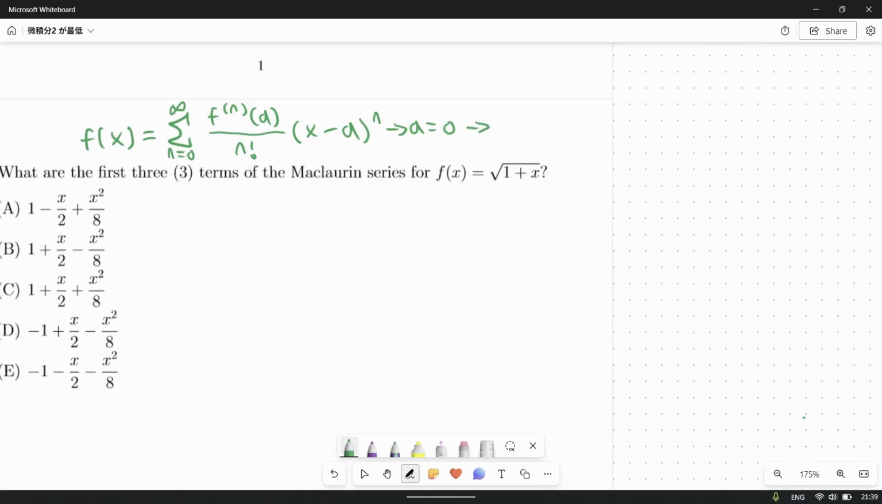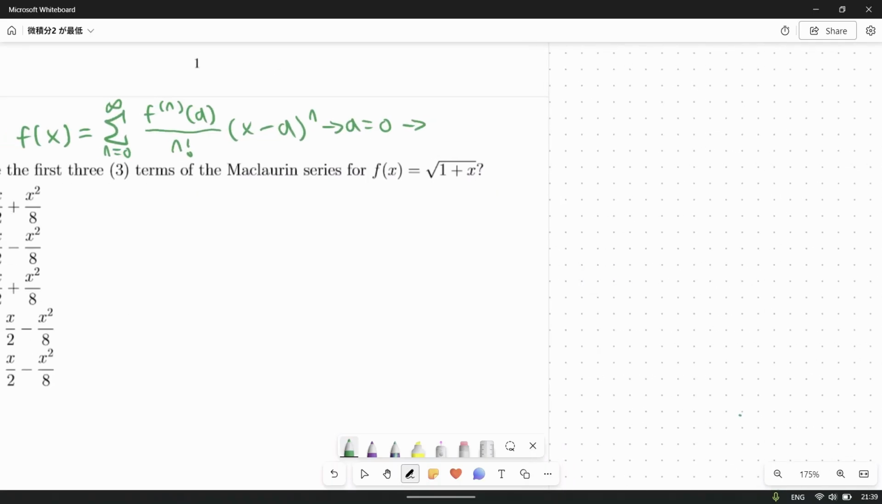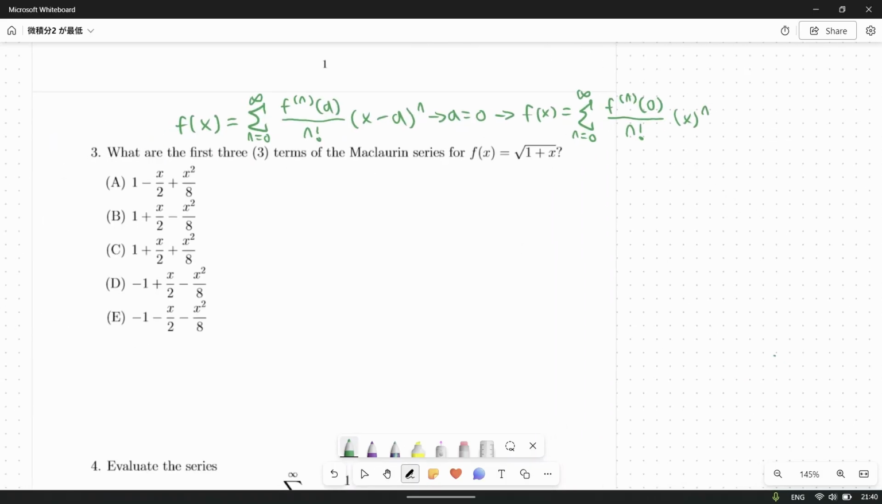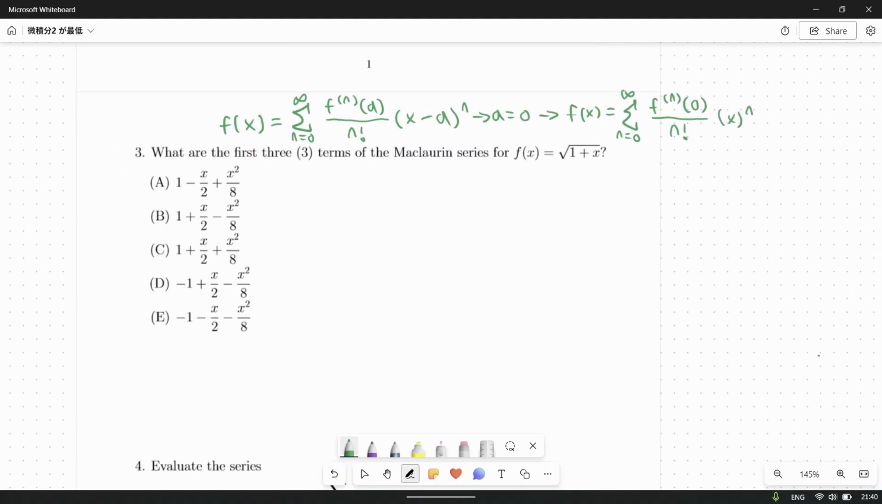And so that's just going to simplify the formula to f of x is equal to the infinite sum from n equals 0 to infinity of the nth derivative of f evaluated at 0 over n factorial times x to the nth power. And then from here, all we have to do is come up with the first three terms. Since we're starting at n equals 0, our first term is going to be the 0th derivative over 0 factorial.